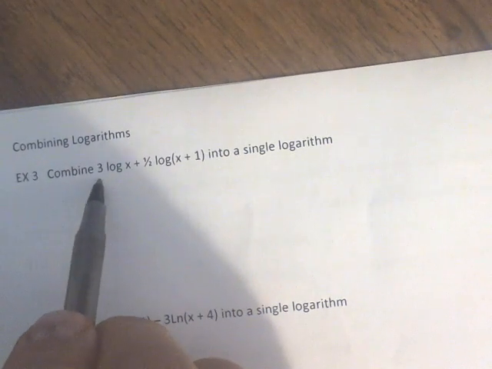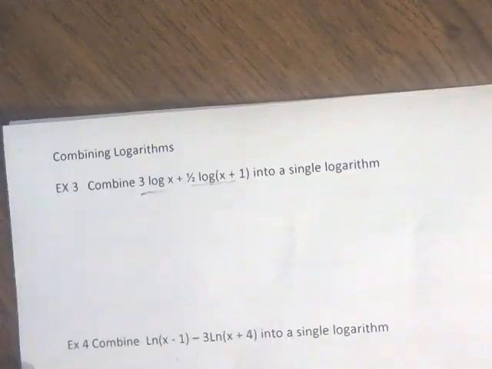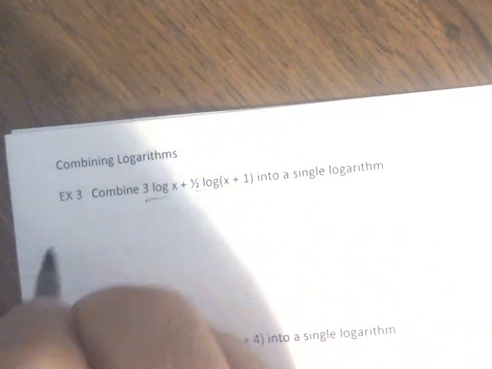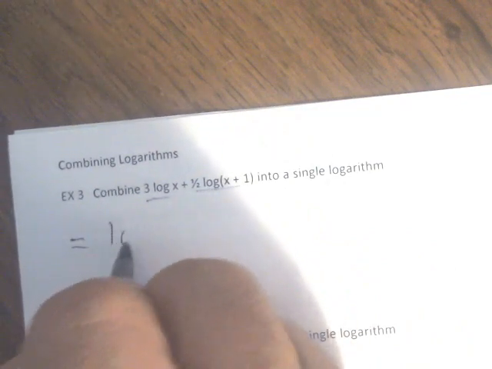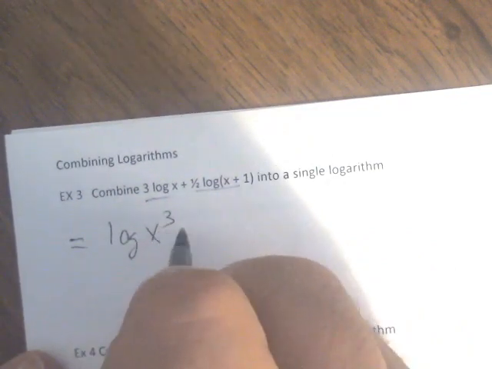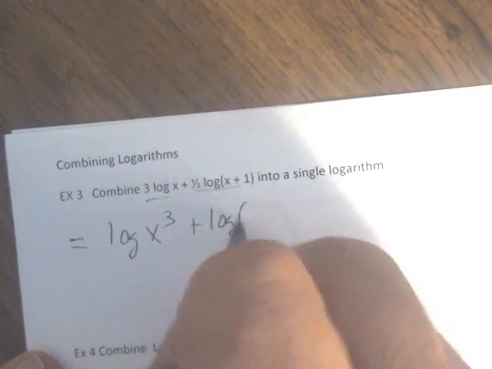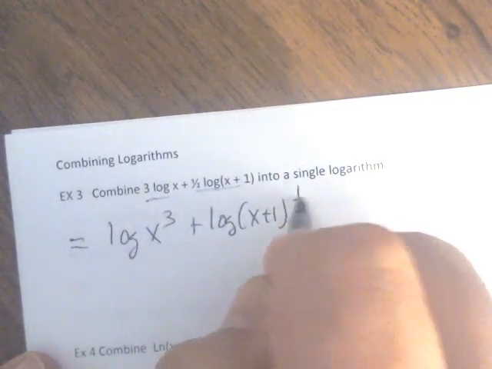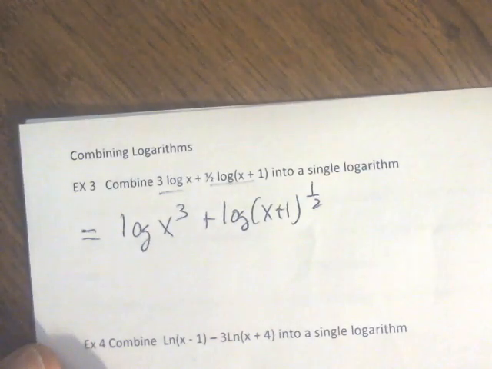So if I have 3 log x plus 1/2 log x plus 1, I am going to say, okay, this is log x cubed plus log x plus 1 to the 1/2 power.